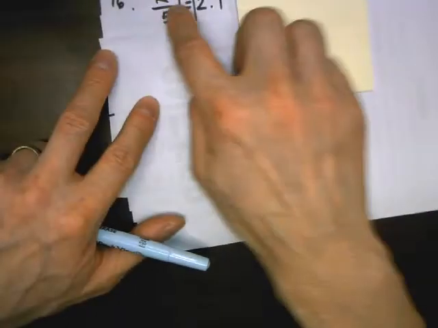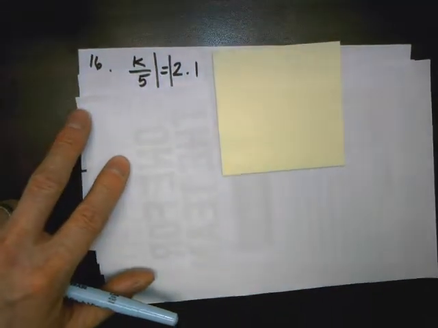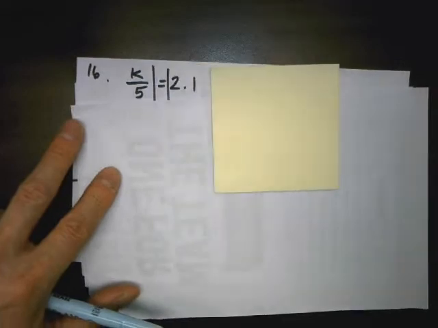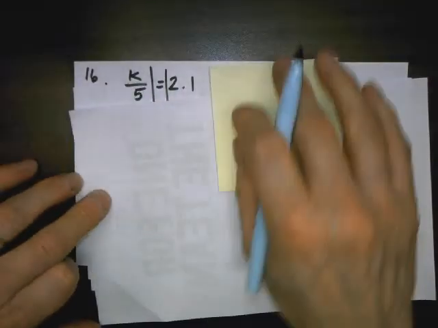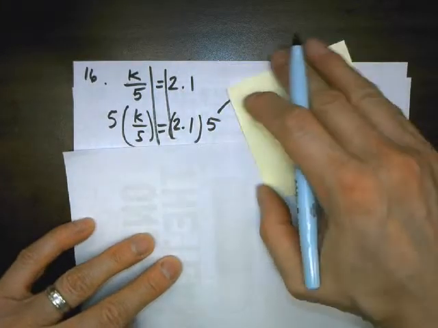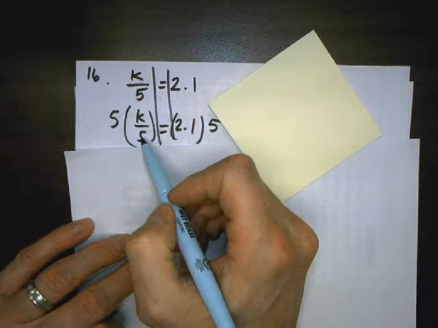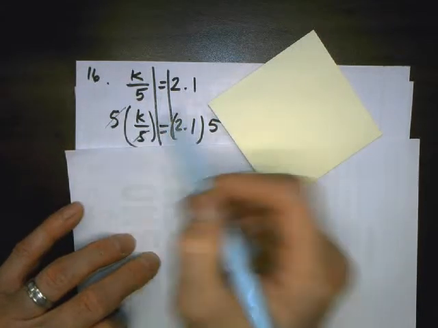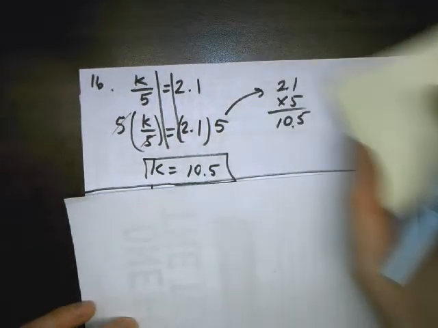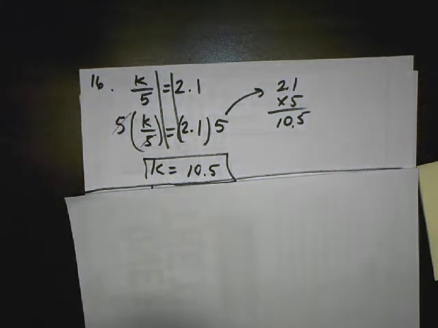16, I'm going to solve this equation. And we learned in class, when we have a number over a letter like this, we can simplify this equation simply by doing the inverse operation. So divide by 5, the opposite is to multiply by 5. So in order to get rid of a number on the bottom, just multiply both sides by that number, because watch, these ones cross out. 2.1 times 5 is 10.5. K has to be 10.5.